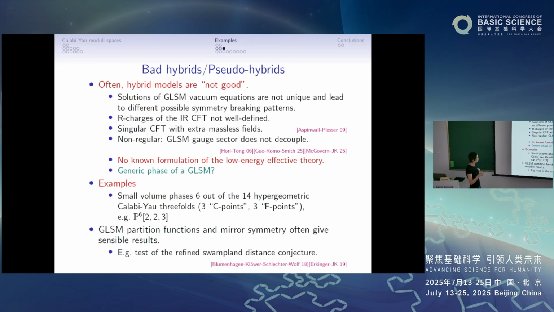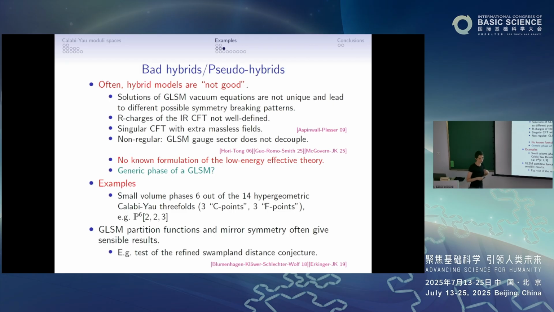I think the most striking thing is that when we have the F-term equations and we try to solve them, it can happen that they don't have a unique solution. So it could be that there are several branches that emit different symmetry breaking patterns, and that already means that the R charge of the CFT will not be uniquely defined. So we can have different branches of solutions to the D-term and F-term equations in the same phase. It can also happen that the CFTs in these regions are singular, in the sense that they behave like a conifold point, so we have extra massless fields.